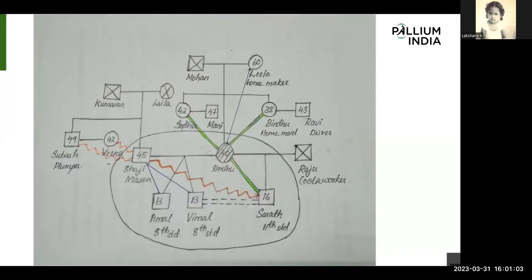On the other hand, there seems to be a healthy relationship between Sindhu and her sibling, Indu, who's married to Mani, and also a healthy relationship between Sindhu and her sister, Bindu, who is married to Ravi, who's a driver. And I don't know what those broken lines are between Vimal and Sharath. That's a friendly relationship. Okay, friendly relationship then, yes. So that's great, Lakshana. Thanks, spot on.